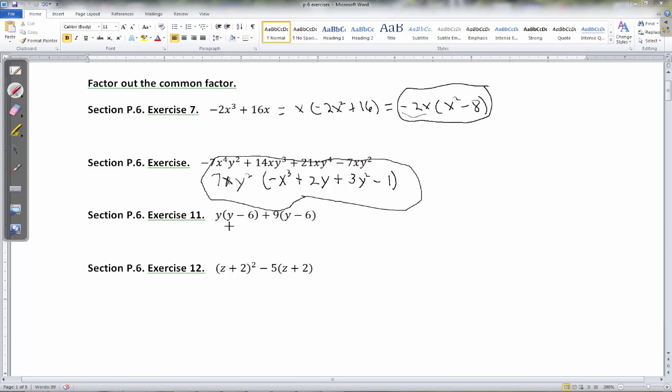And on exercise 11, this is a little different, but it's still the same concept. You have this y minus 6 in parentheses that is common.